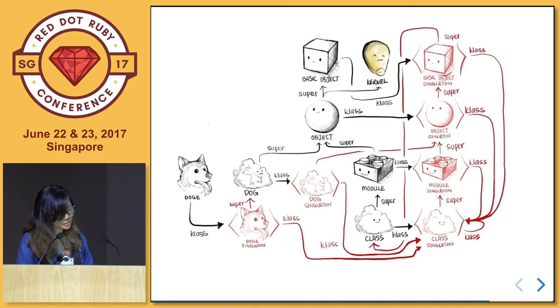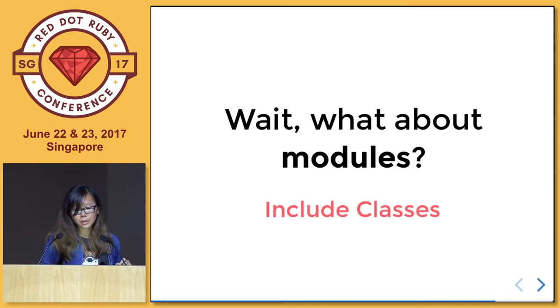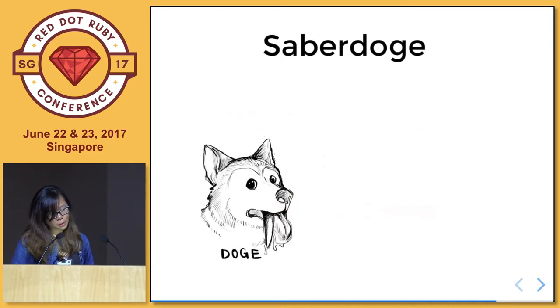So at this point, you will realize that we are still missing a pretty big part of Ruby's object model, which is modules. So how does including modules actually work? The answer is that Ruby finds a pretty clever way of sneaking modules into our inheritance chain with something called include classes. So let's take a look at how that works.